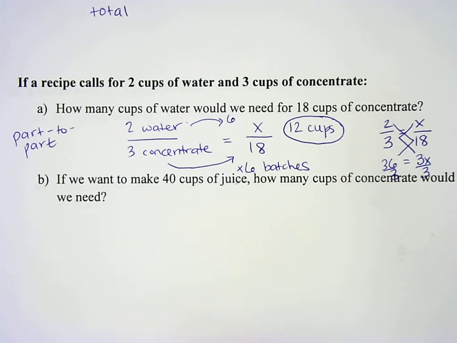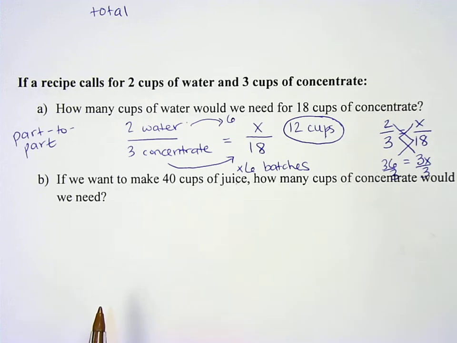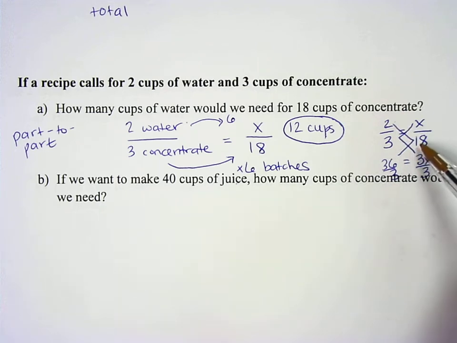If you're not sure, and I don't see an obvious scale factor of something to multiply the bottom part of my fraction by, cross multiplying will always work, and you can use your calculator. I multiply the diagonal, 2 times 18, and then by this diagonal, 3 times x. So we'd end up with 36, and then divided by my 3. Okay, let's try another one.